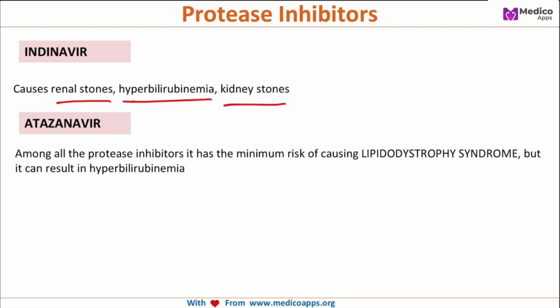And atazanavir, among all the protease inhibitors, has the minimum risk of causing lipodystrophy syndrome, but it can result in hyperbilirubinemia. That is the drawback of atazanavir.